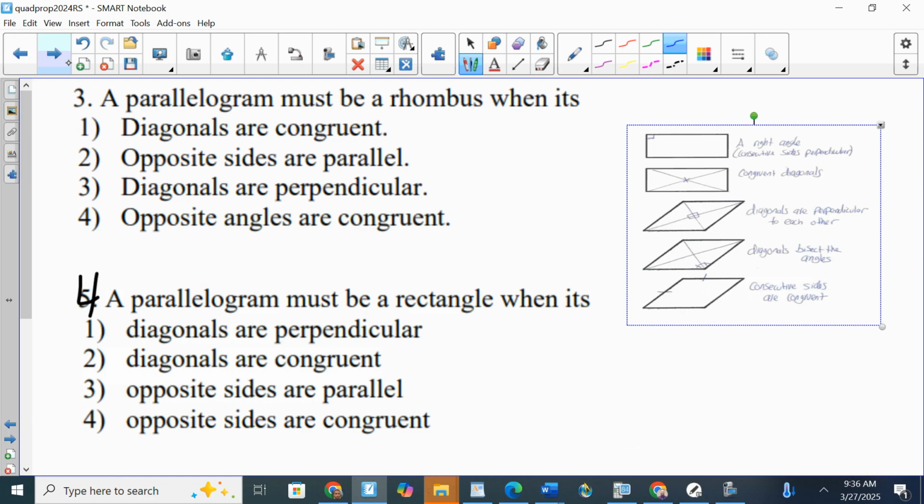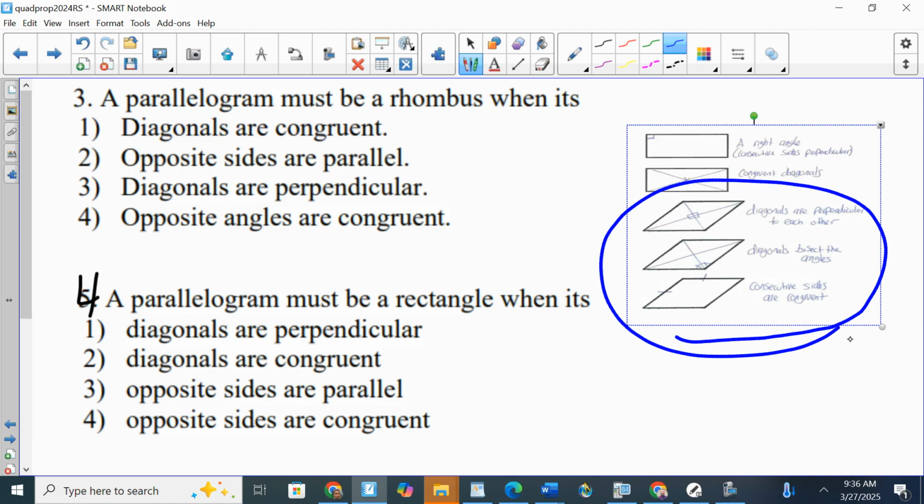Then we talk about how to prove a parallelogram must be a rhombus when it has one of the 3 rhombus proofs. Which of those 3 rhombus proofs is there? Diagonals perpendicular. If you know your rhombus proofs, then this is easy. If you don't, then you have a 1 out of 4 shot at getting it.